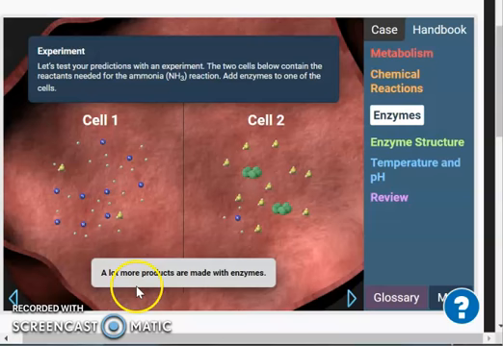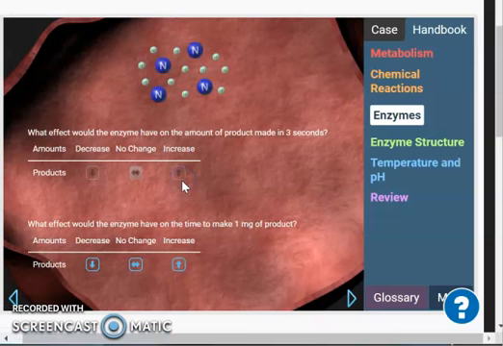A lot more products were made with the enzymes. Now we can click here and return to the questions, and here you'll be able to see whether or not you had those answers correct.